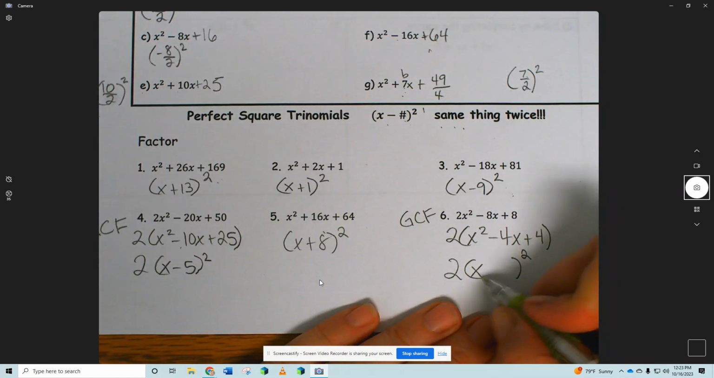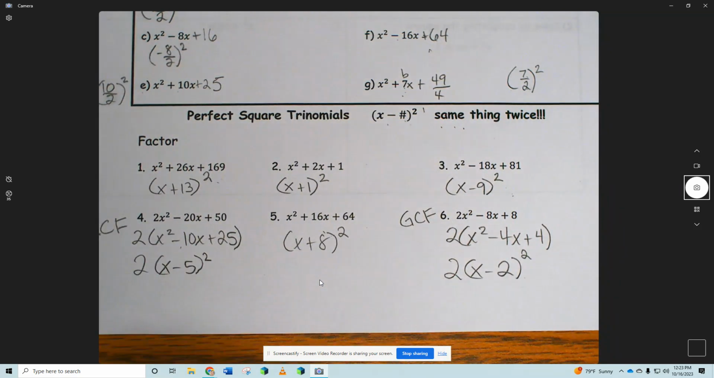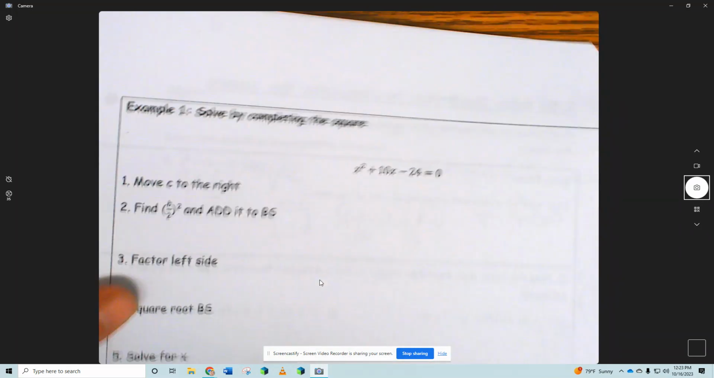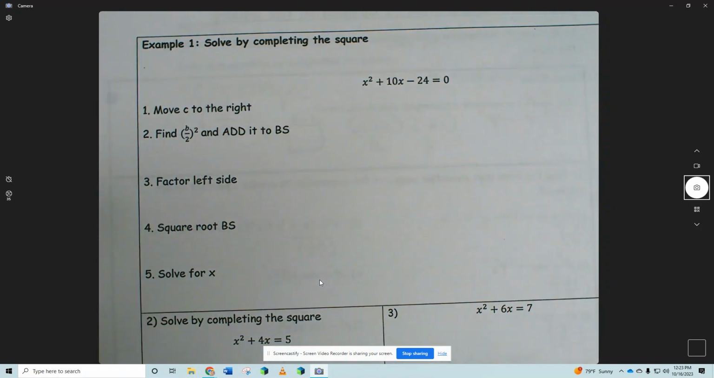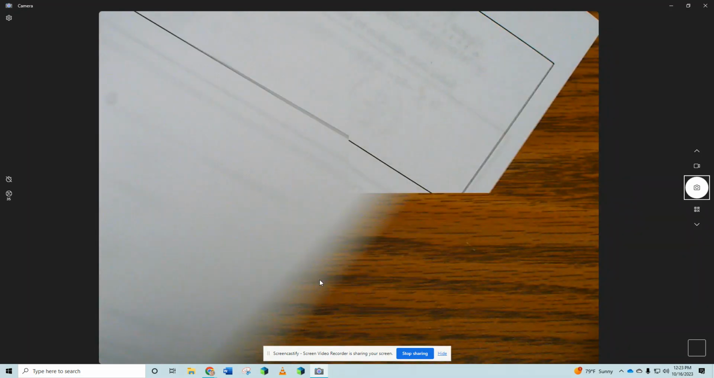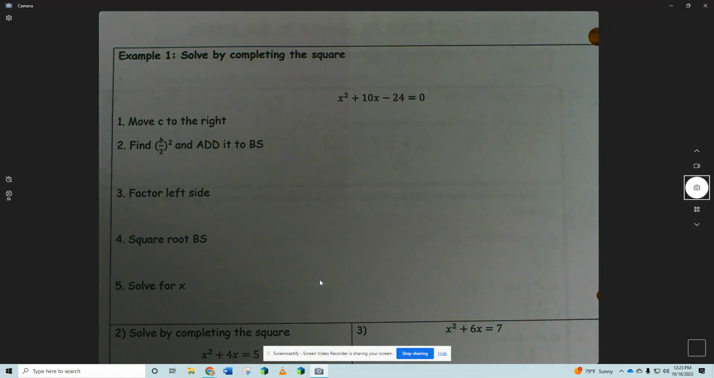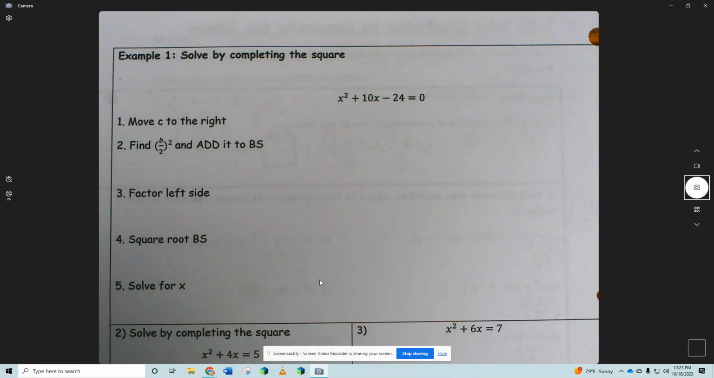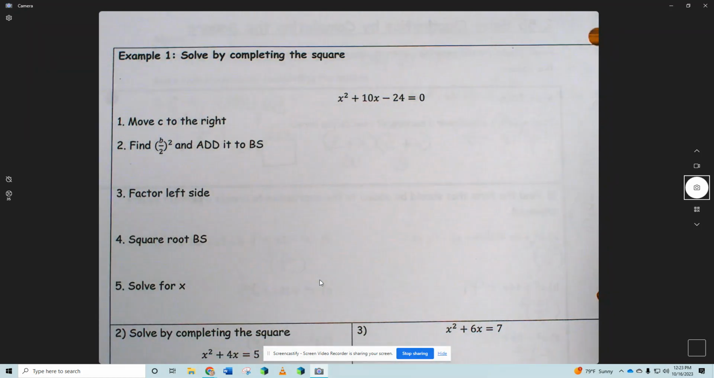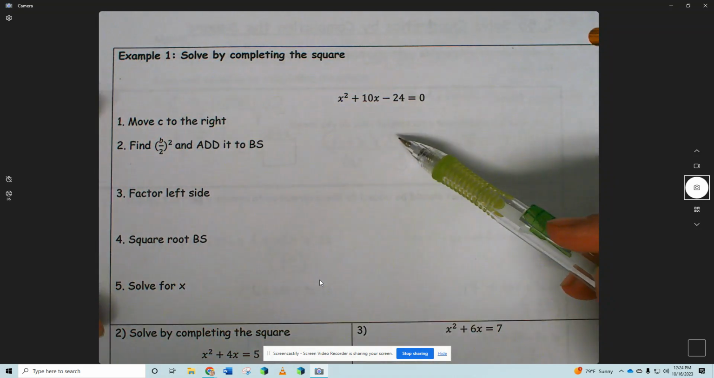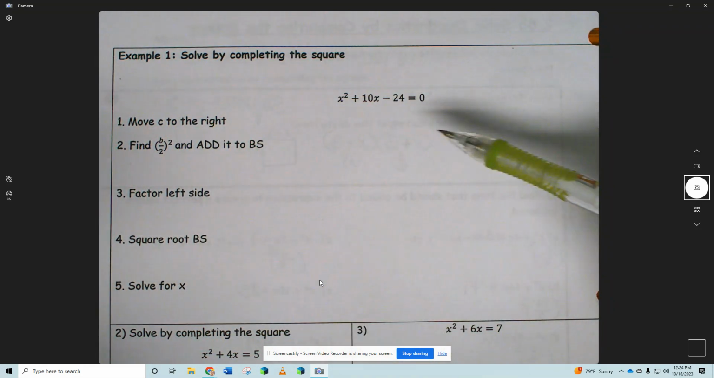X minus 2? Yeah. Okay. Now we get into completing the square. So I'm going to go multiple steps forward with you. Not only am I going to ask you to find C, then we have to factor it, and then I have to solve for x, which means I'm going to square root both sides. So this is pretty much the same lesson that we did in the spring.